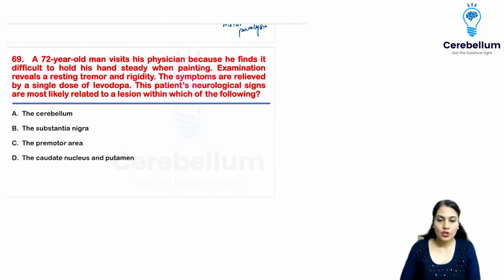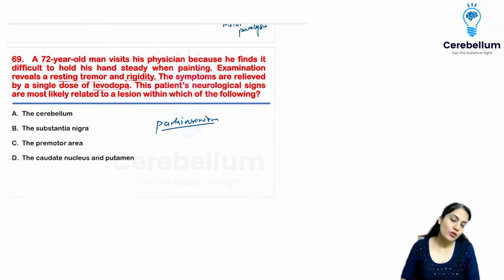A 72-year-old man visits a physician and reveals resting tremor and rigidity, right? And a single dose of levodopa. Where do you have dopamine deficiency? In the patients of Parkinson's or Parkinsonism, right?